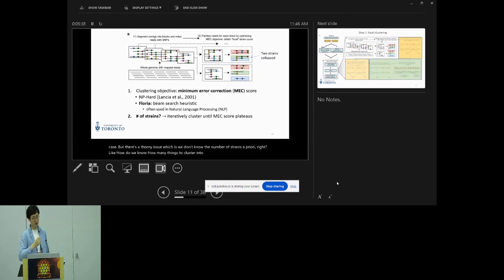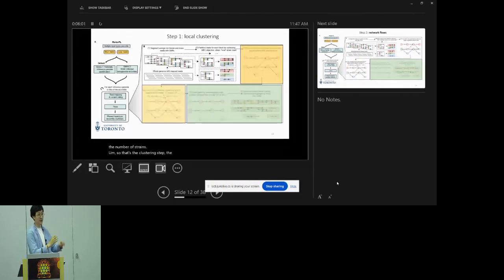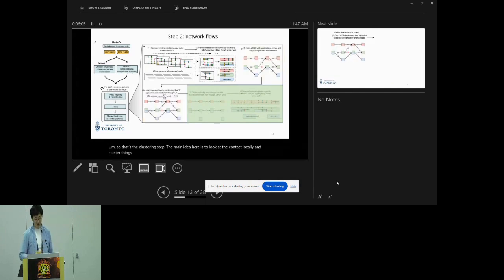And the idea is to run our clustering algorithm iteratively. So you try 2 clusters, you try 3 clusters, you try 4 clusters. And once this measure of goodness, the MEC score, plateaus, then you know you have the right amount of clusters, because it'll keep increasing in goodness until you've hit the number of strains. So that's the clustering step. The main idea here is to look at the config locally and cluster things locally. And the next step is going from local to global using a graphical representation and network flows.